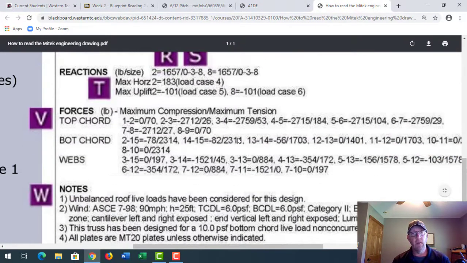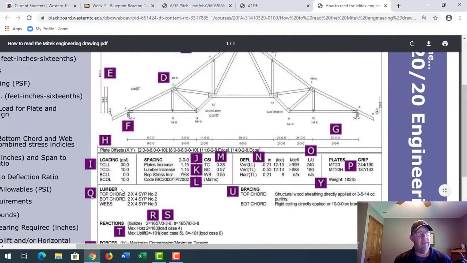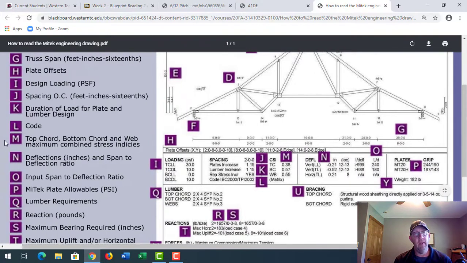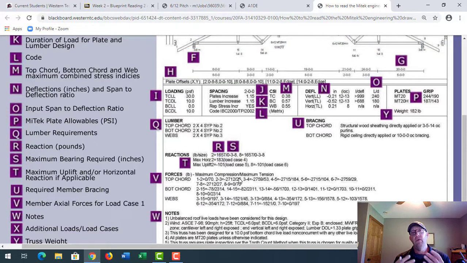All right, so we're moving along here. That's our reactions. One other thing that's important to understand is any kind of bracing requirements. The letter U on this sheet is required member bracing. This is the area where you're going to get bracing information. So what do I mean by bracing? I mean inside the truss, where, if any, is the bracing going to be required. I'm talking about either lateral bracing or T bracing. Those are the two different types of bracing that you're going to encounter.